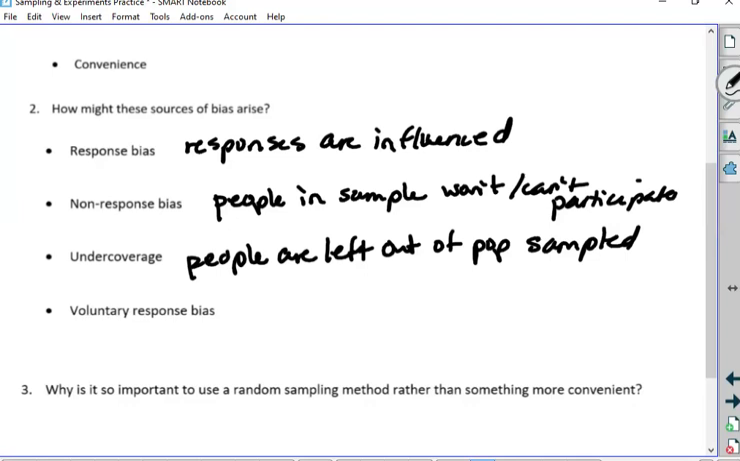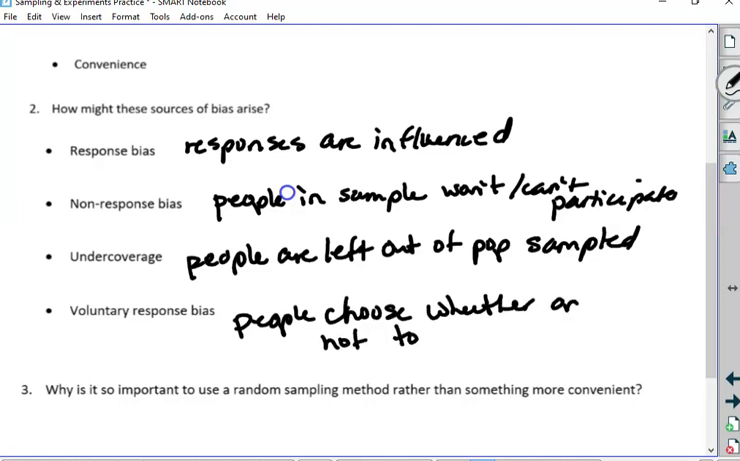Voluntary response is people choose whether or not to be in the sample. In other words, this is non-random. This is not random. These first three can all be random. The first three can all be perfectly random samples. It's just that the way the sample is done, the way the survey is administered, causes the response to be influenced. These people aren't available, and these people weren't ever asked in the first place.